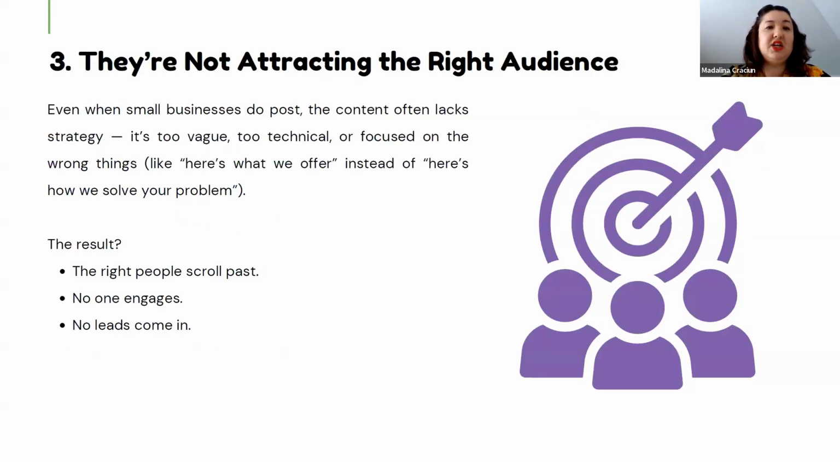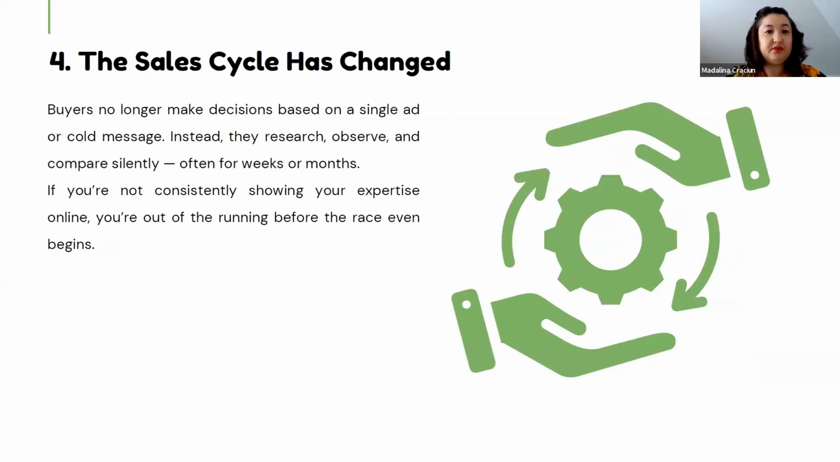Another problem is that they are not attracting the right audience. So even when small businesses post, the content sometimes lacks strategy, sometimes is too vague, too technical, or focused on the wrong things. Like, here is what we offer instead of here is how we can solve your problem. So what is the result? The right people scroll past, no one engages, and no leads come in.